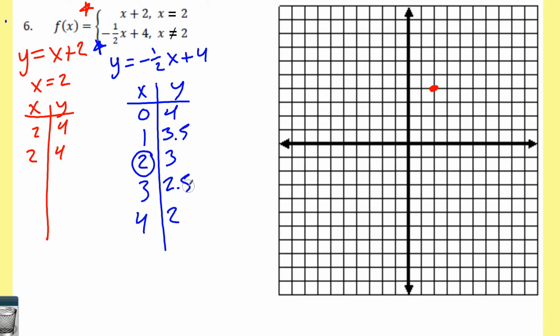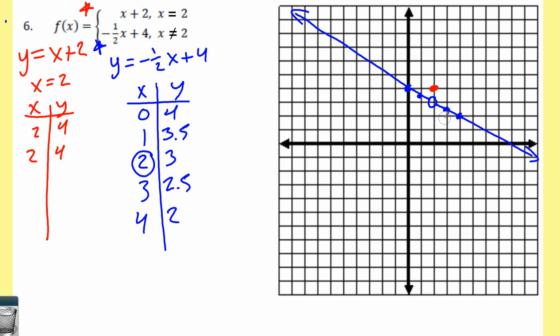So when I graph it, so 0, 4, 1 comma 3.5, 2 comma 3 is my open circle. And 3, 2.5, and 4 comma 2. All right, so that's perfect because I left an open circle there. I can continue my graph that way and that way. Okay, you can just use a straight edge like a ruler or this edge of a paper. That's fine to continue that out.